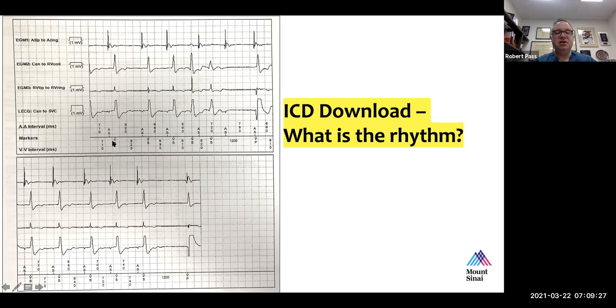And then finally at the bottom, we have a marker channel where it's essentially telling us what the defibrillator is seeing. So we see it saying A sense, V sense. So this is presumably the A, and then V sense, and then it's giving us the number of milliseconds between that beat and the next beat, A sense, V sense, and so on and so forth.